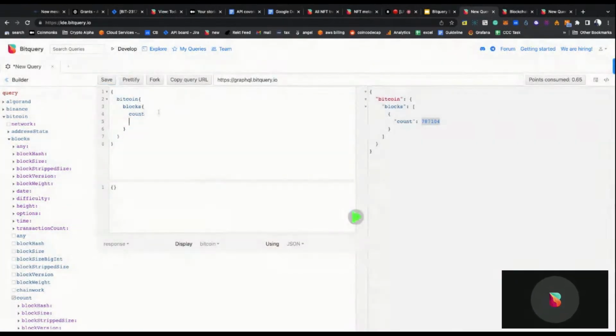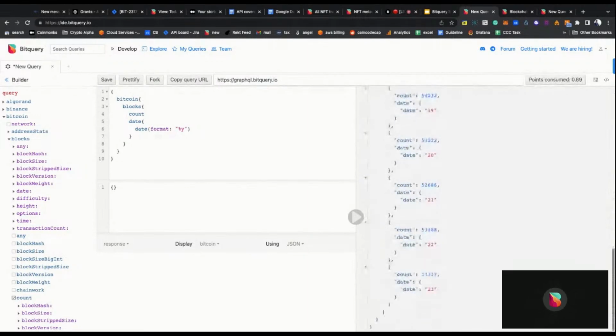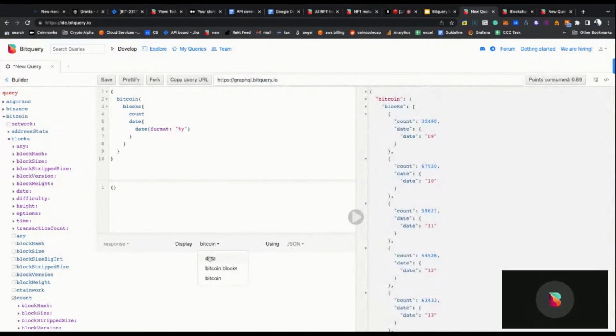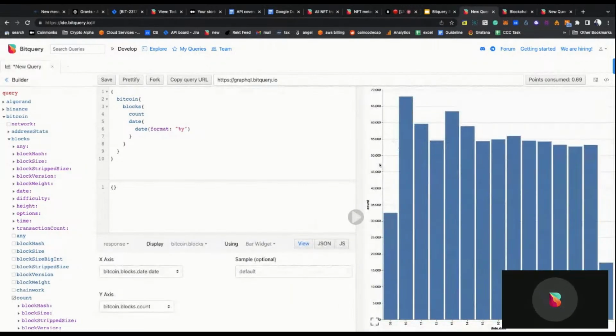Let me show you something more interesting. Let's say I want to see the yearly count of blocks on Bitcoin. So these are different years and how many blocks there are, and you can visualize this data. For example, like this. This IDE helps you query data and visualize it at the same time. You see the number of blocks on a yearly basis on the Bitcoin blockchain, and you can simply change queries pretty easily to go for different chains.